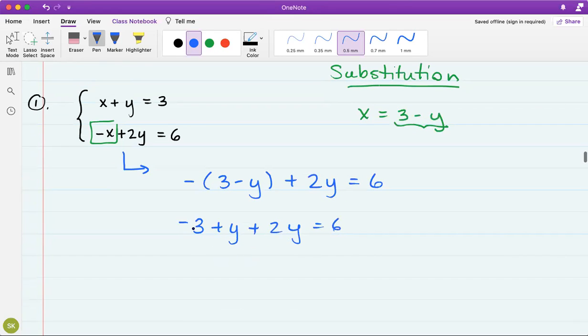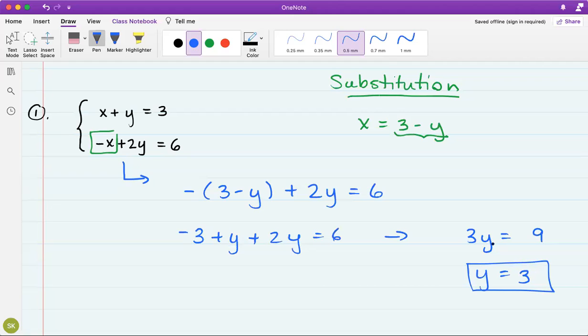So simplifying this, we can move the 3 over. We get 9, and that's equal to 3y. And divide by 3, we get y is equal to 3. So we found one of the variables.